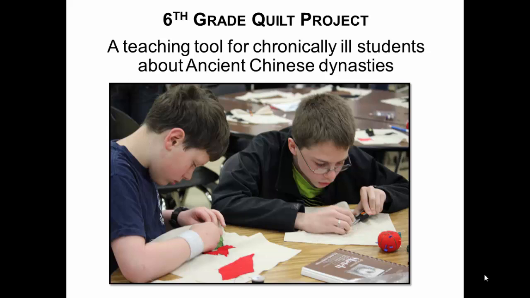Students created their own quilt square to illustrate one societal aspect of a Chinese dynasty. They had voice and choice in its design, color palette, and message. They also had to write an explanation of their quilt square that went into the quilt guide that accompanied the quilt, allowing them to demonstrate their content knowledge.